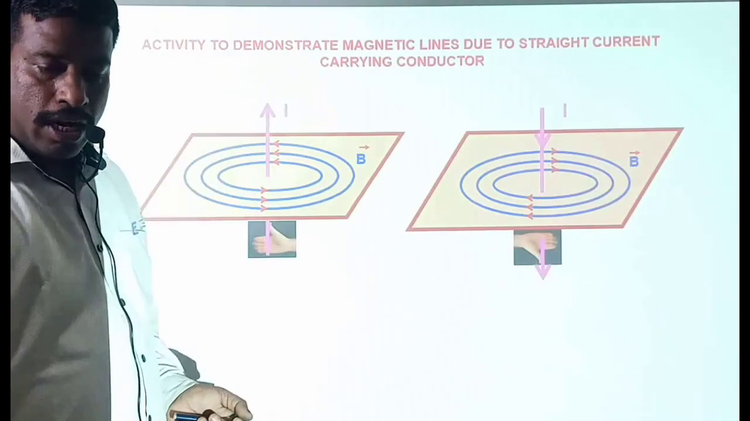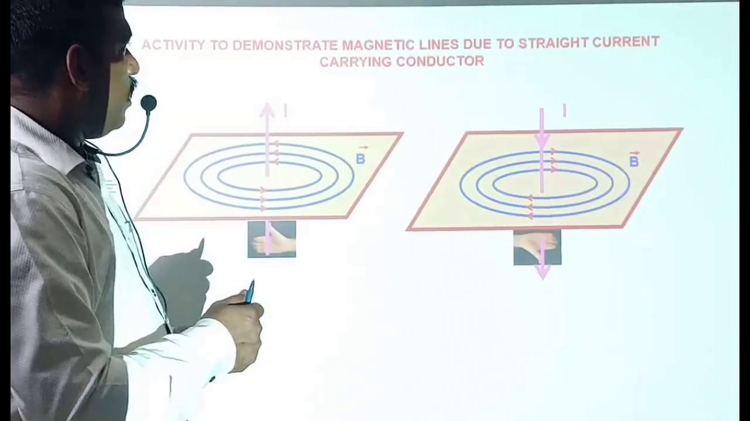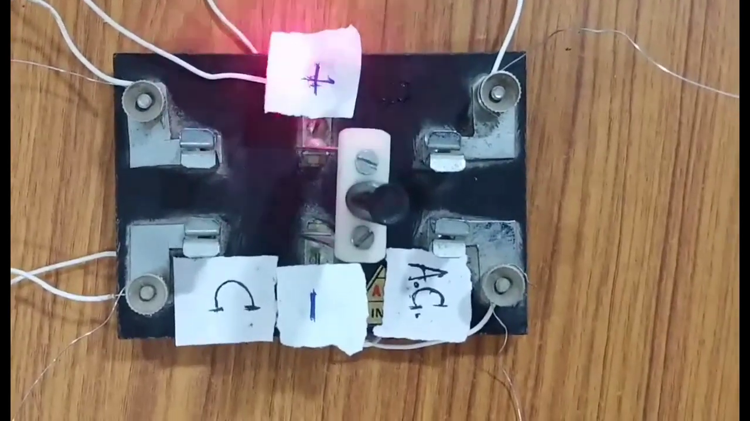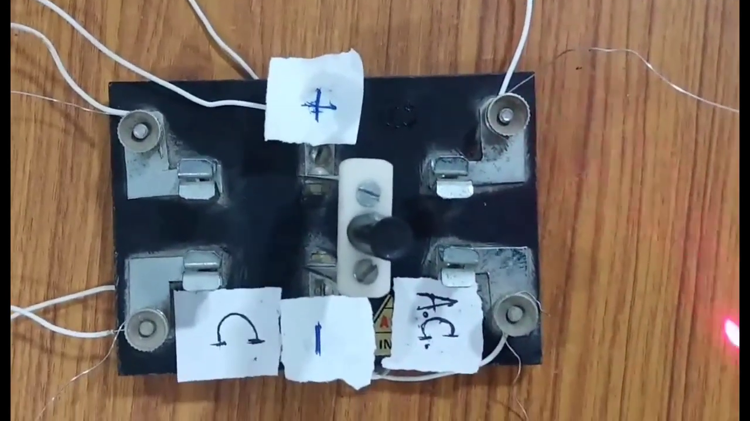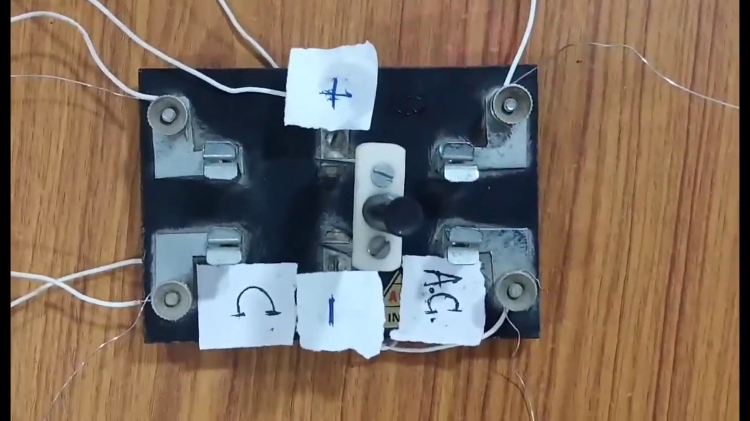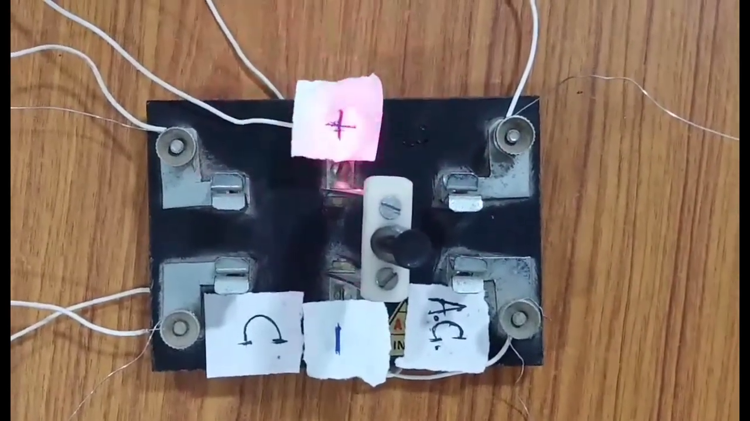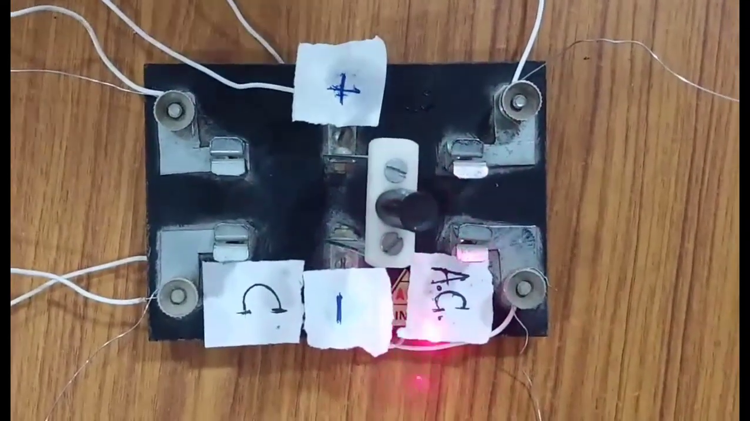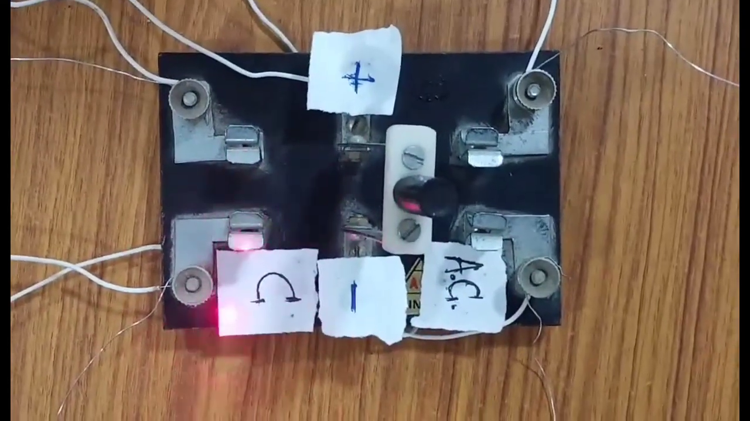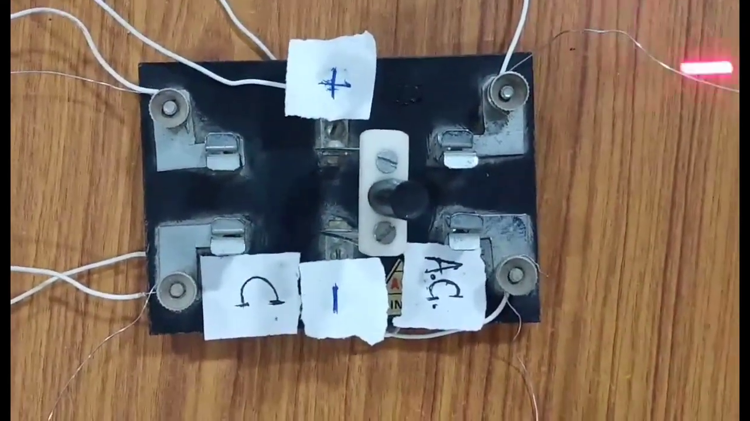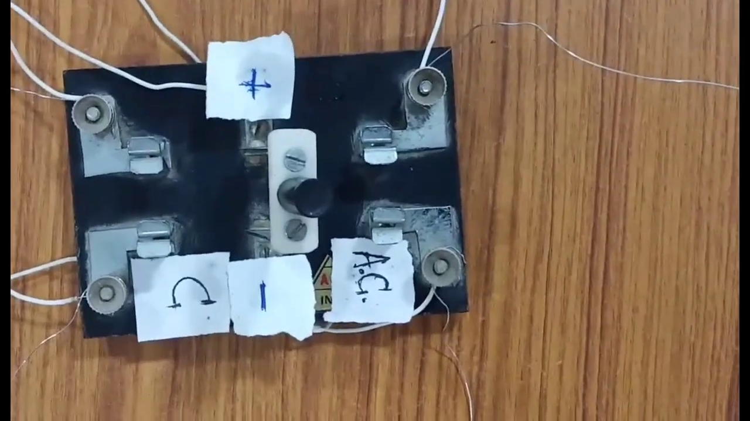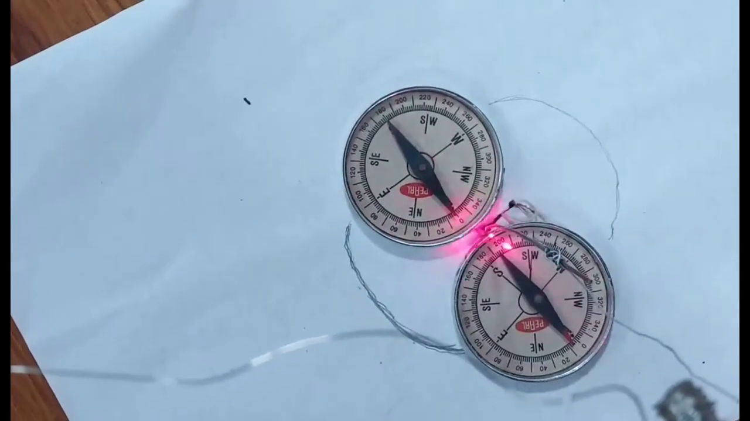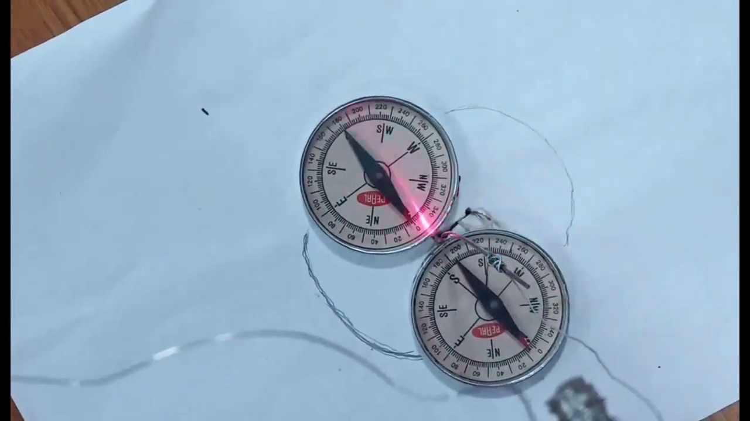Now let us see how the direction of current changes, using this simple activity. Let us study how the current carrying conductor will behave in the presence of a magnetic needle, that means how the magnetic needle is going to show the deflection. Let us consider a reversing key, where here it represents the anti-clockwise flow of current, and here it represents the clockwise direction of current. With anti-clockwise, the current is moving in the downward direction. If it is clockwise, the current is moving in the upward direction.